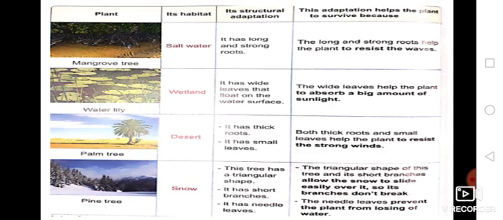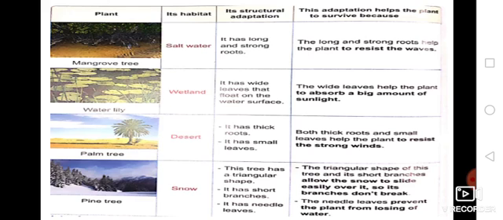Let's talk about some other plant adaptations. The mangrove tree. The mangrove tree lives in salt water, so it has long and strong roots. They are aerial roots. The aerial roots help the tree to resist the waves or to stand up against the waves.